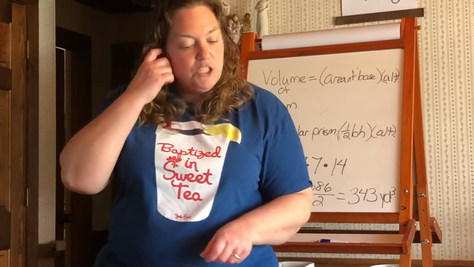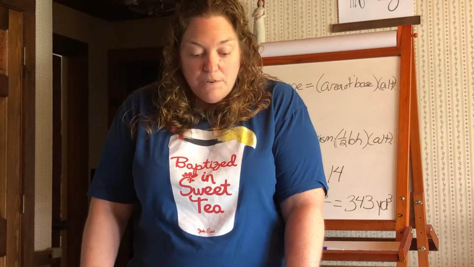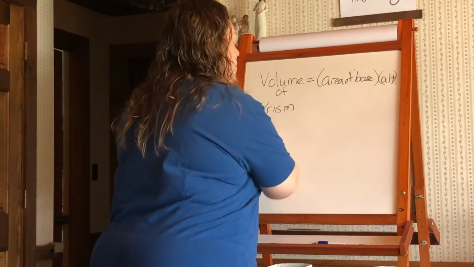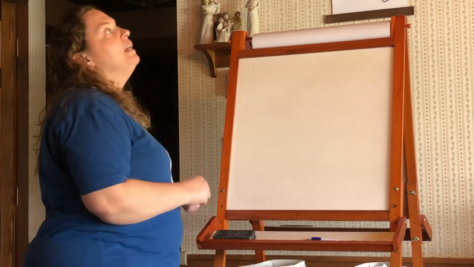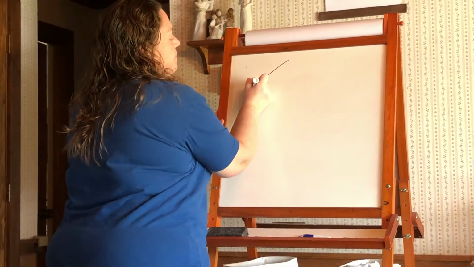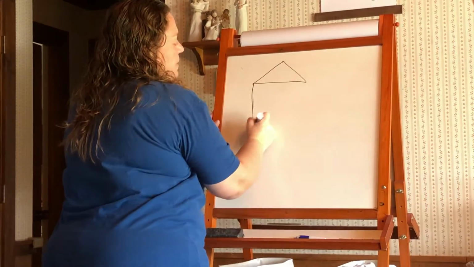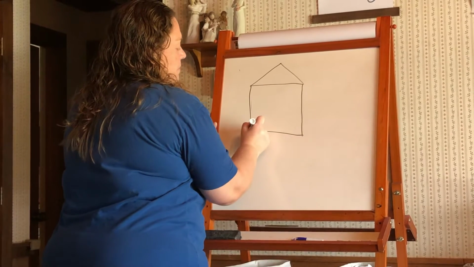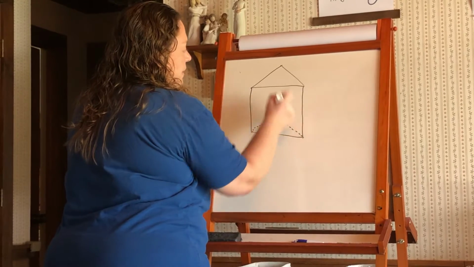Now 572, letter D, is asking us to find the surface area. When they're asking you to find the surface area of something, let me try to draw this figure again. We have another triangle. I'm going to put the sides and make the dots.